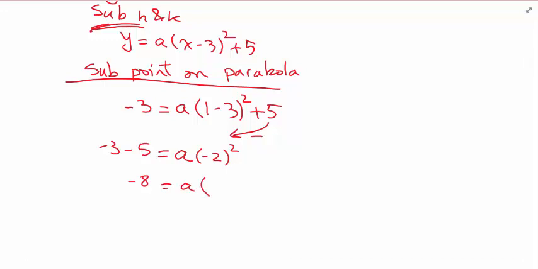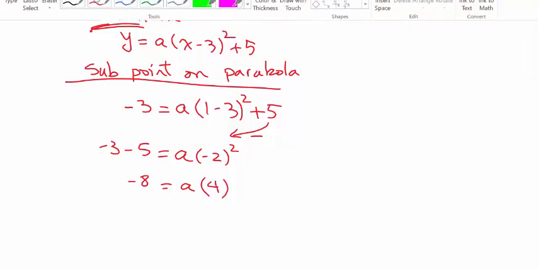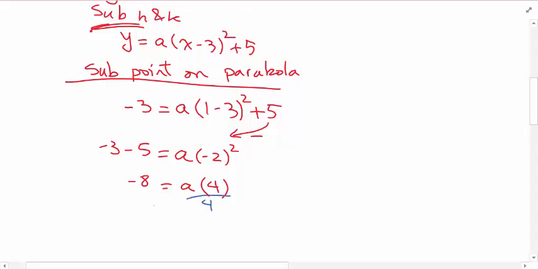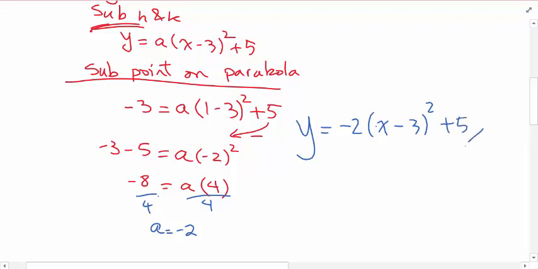-2 squared is what? 4. Okay, how do you get rid of the 4? Divide both sides by 4. So we divide both sides by 4. And so a equals what? -2. So y equals -2(x - 3)² + 5. Was that easy? Okay, you see?